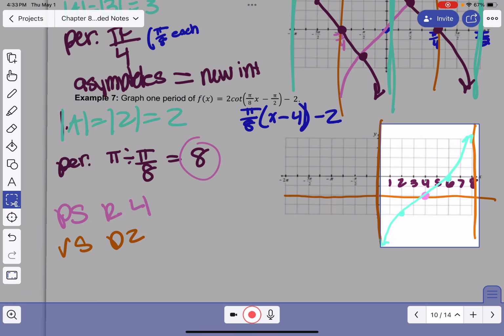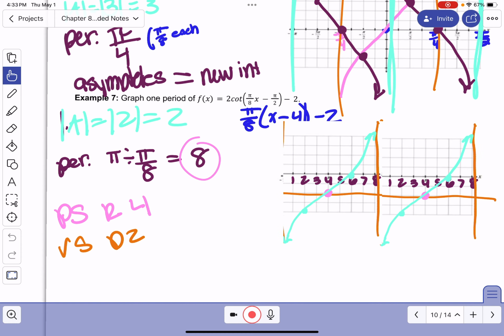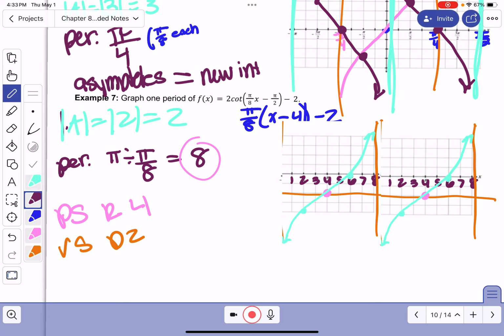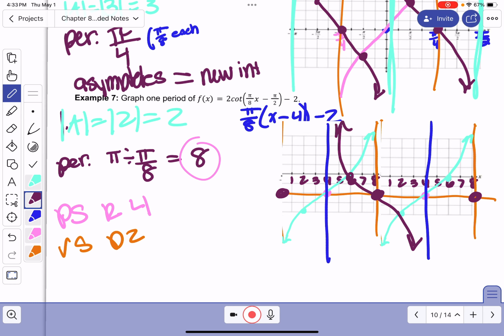And I'm just going to repeat that over here. Literally looks just like that. Now, wherever the asymptote is becomes an intercept. And wherever the intercept is becomes an asymptote. And then we just connect the points in reverse. So these 3 points just become the new ones. So this would go like that, and so on. So that is section 8.2.